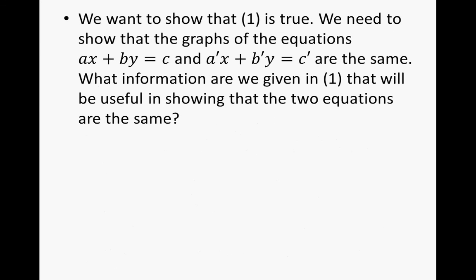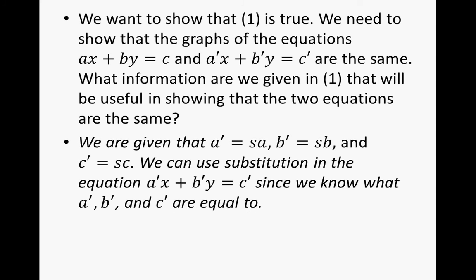So we want to show that 1 is true. We need to show that the graphs of the equations ax plus by equals c and a prime x plus b prime y equals c prime are the same. So what information are we given in part 1 that will be useful in showing that the two equations are the same? Well, we are given that a prime is equal to s times a, b prime is equal to s times b, and c prime is equal to s times c.